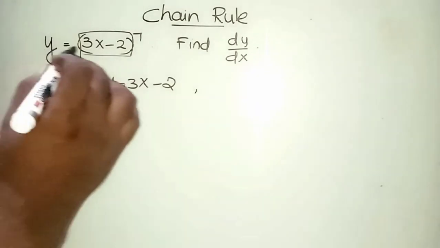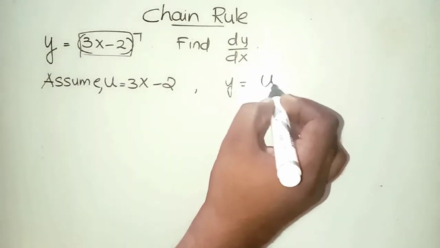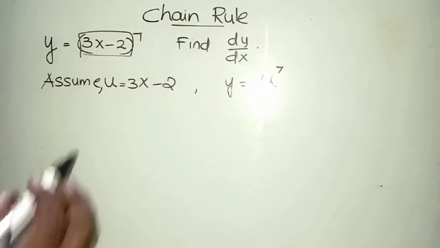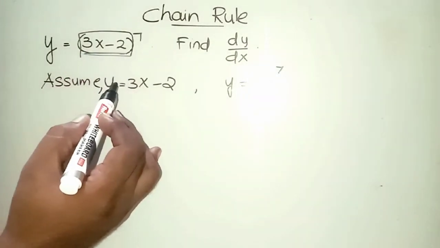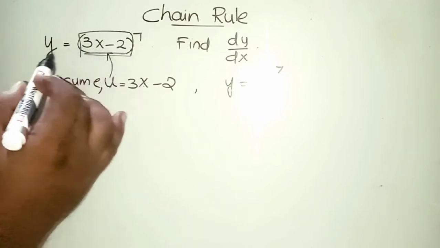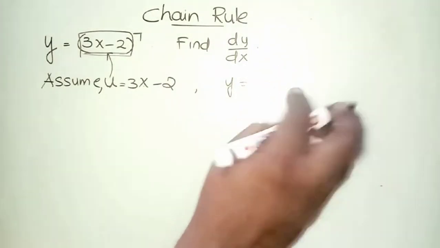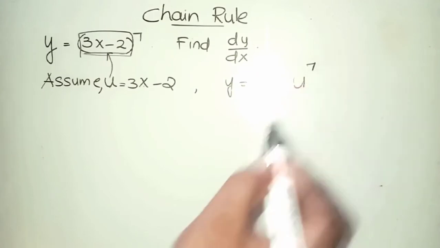So what happens to this term now? It becomes y equals u raised to 7, isn't it? Because 3x minus 2 is replaced by u. So replacing it with u, we get y is equal to u raised to 7. Okay, any doubt in that? Not visible here, I'll write here. y is equal to u raised to 7.